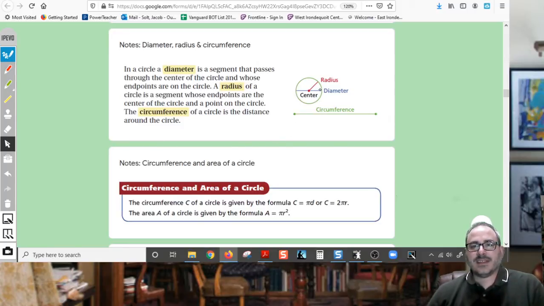So the diameter is this line that goes through the circle, through the center. The radius is from the center to the outside, and then circumference. Circumference is the distance all the way around the circle, okay? So this line right here is the circumference of this circle, straightened out. If you could take the distance of 360 degrees of the circle and flatten it out into a line, that's what it would look like right there.